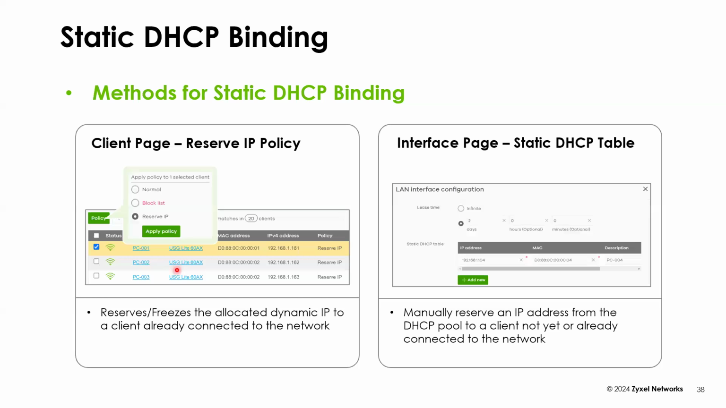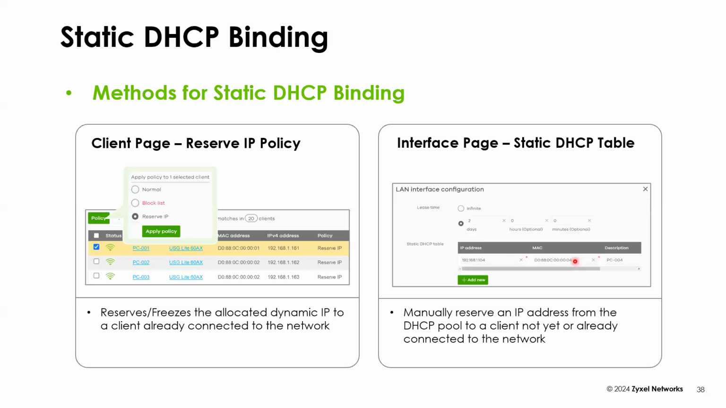So if you want to set individual specific IP addresses, instead of using the client page, you go to the interface page for the Zyxel router and go to the static DHCP table. This is going to let you manually reserve an IP address on a per device basis. So you type in the device or the IP address, and here's where it gets challenging. You also have to type in the MAC address for that device.